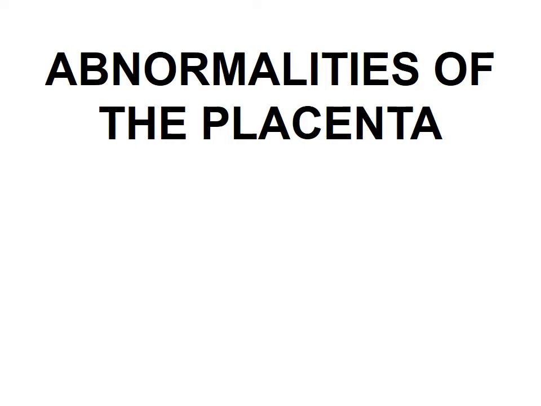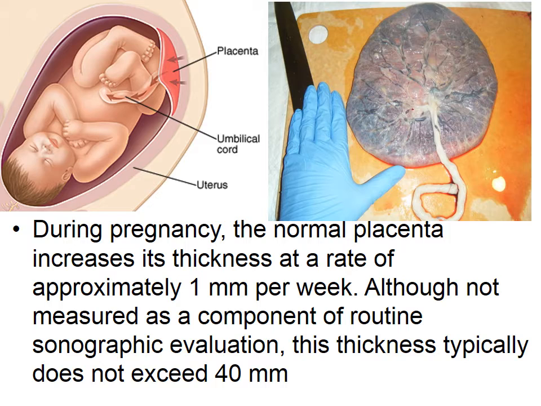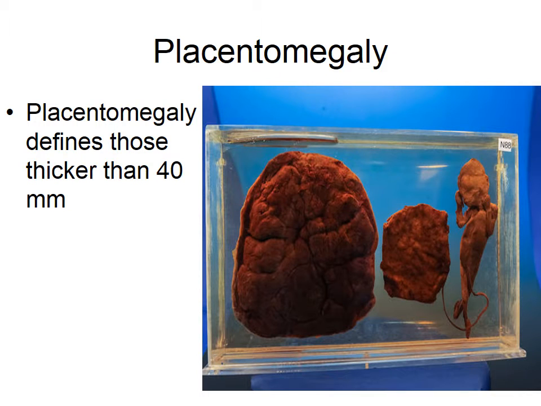Now let's talk about abnormalities of the placenta. During pregnancy, the normal placenta increases its thickness at a rate of approximately 1 mm per week. Although not measured as a component of routine sonographic evaluation, this thickness typically does not exceed 40 mm. Placentomegaly defines those thicker than 40 mm and commonly results from striking villous enlargement.